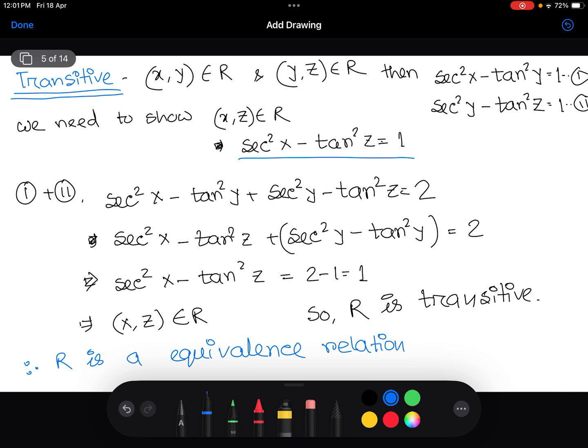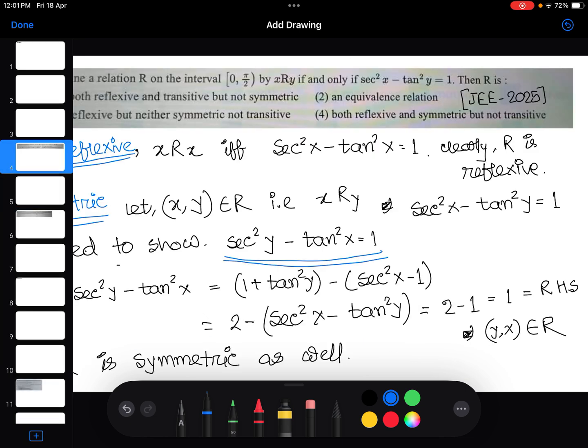Now let us check the options. So option 2 is right. This is an equivalence relation.